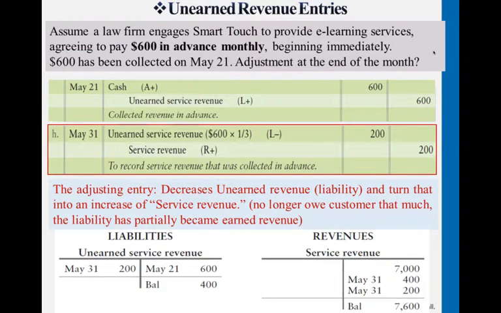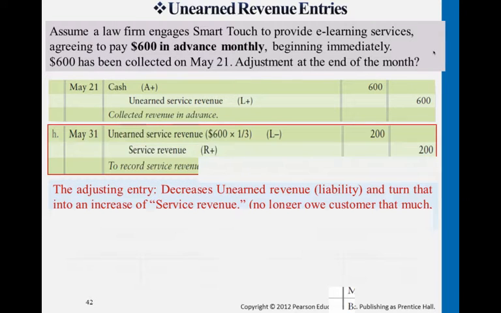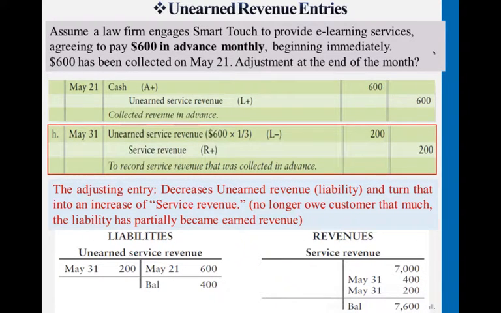Well, the process would be continuously providing service, like in this example. At the beginning, the customer paid you on May 21st, you collected cash from them. Now you're the client, I'm the company. You paid me $600 in advance for a month's worth of e-learning service. Let's say that e-learning service goes on Monday through Friday, continuously. By the time we reach the end of the month, May 31st, there has been 10 days' worth of service already provided from me to you.